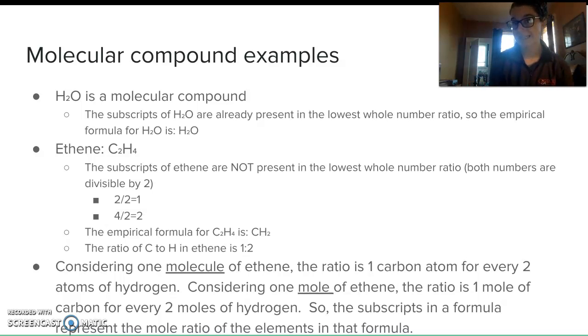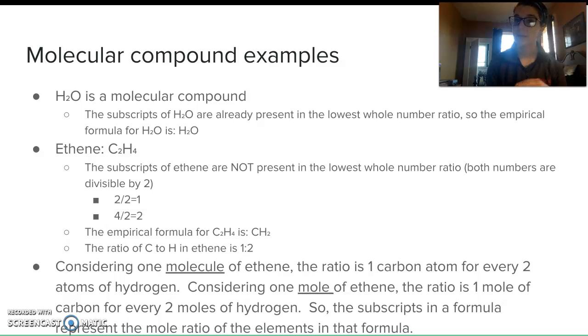But for ethene, C2H4, this is not true. We can reduce C2H4 to a lower whole number ratio because both numbers are divisible by 2. So if we divide 2 by 2, we get 1. If we divide 4 by 2, we get 2. So the empirical formula for C2H4 is CH2. The ratio of carbon to hydrogen in ethene is 1 to 2.